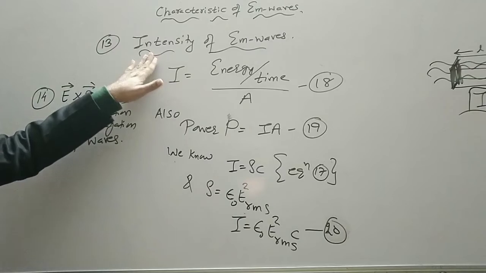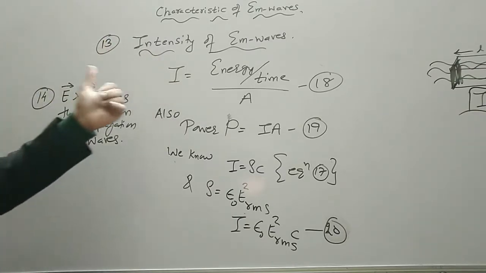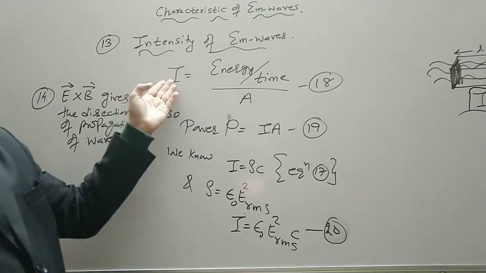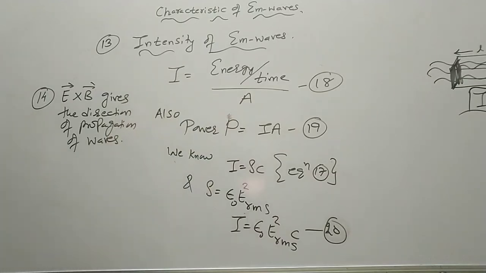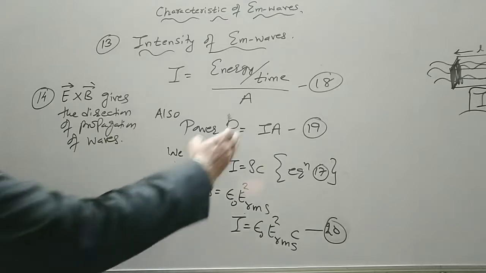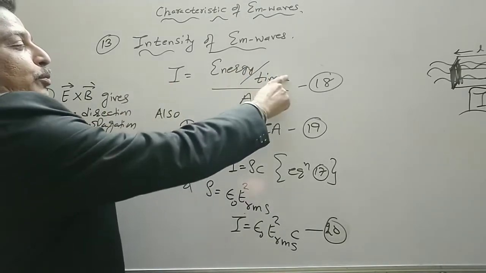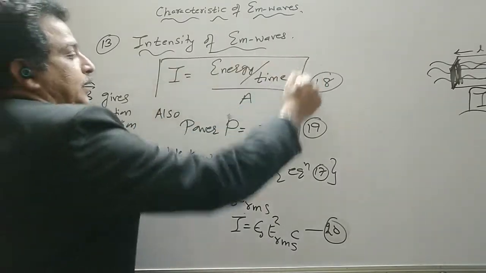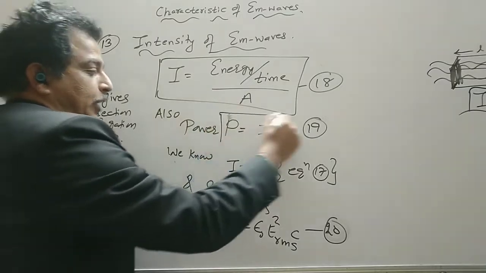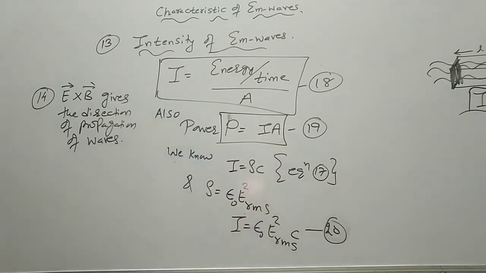Intensity of electromagnetic waves, as we have defined in characteristic number 12, the previous characteristic, the intensity is equal to energy per unit time per unit area. So the energy transferred through an area in unit time is called intensity. Now energy upon time is power. So this power is equal to intensity into A. So the power of EM waves is also written as I into A.